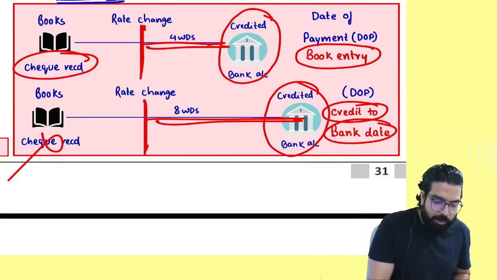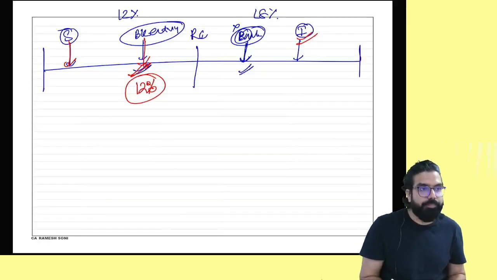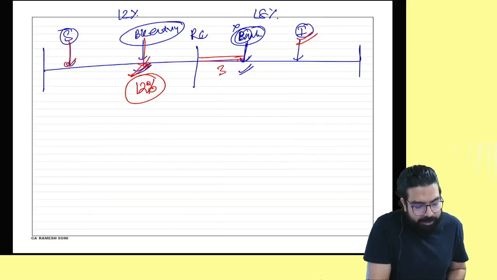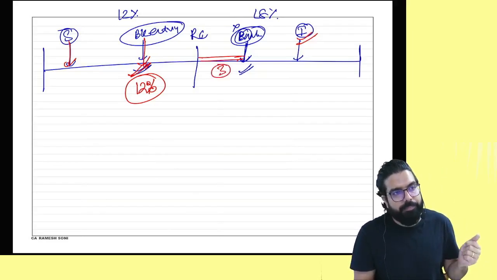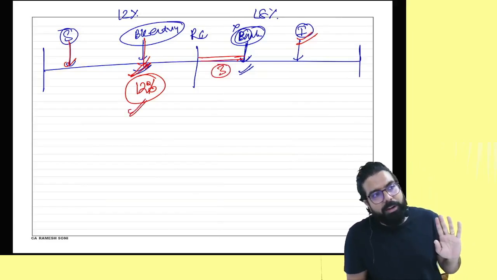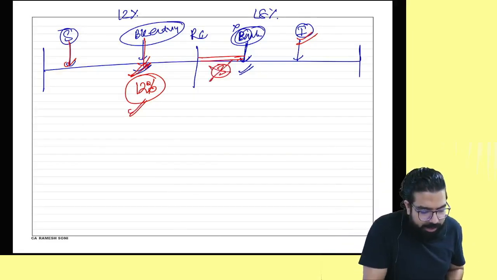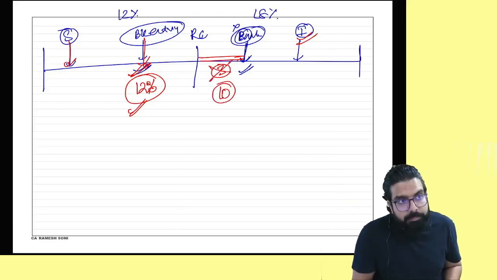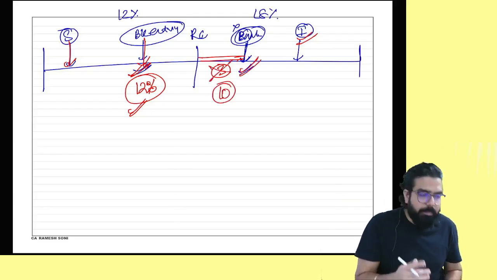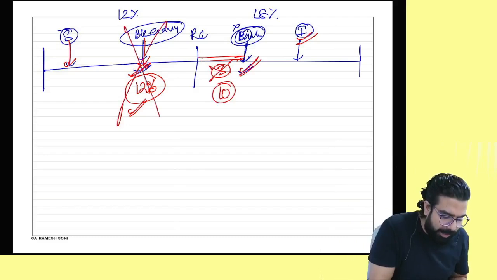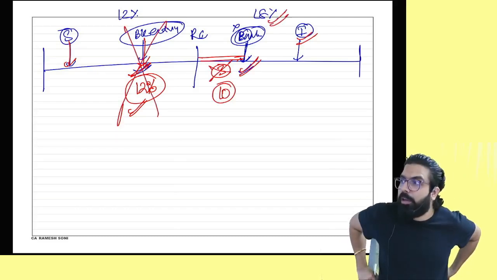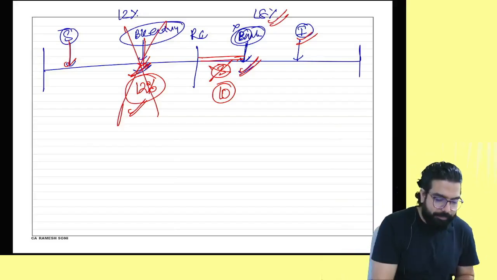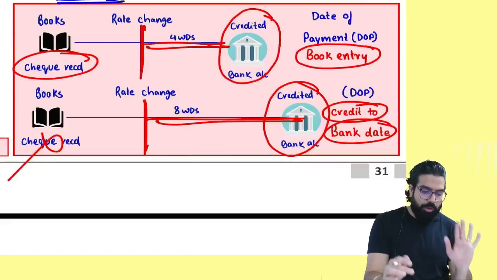Sure, everyone? Tell me one thing. In this scenario, if I ask you, check was credited in 3 working days in the bank, what will be your date of receipt of payment? Book entry. Do you guys agree? If check was credited in 10 days, then bank account, this one. Book entry will not be considered and hence new rate will come. Am I clear to all? Clear? Shall I explain again? Got it? Chalo.